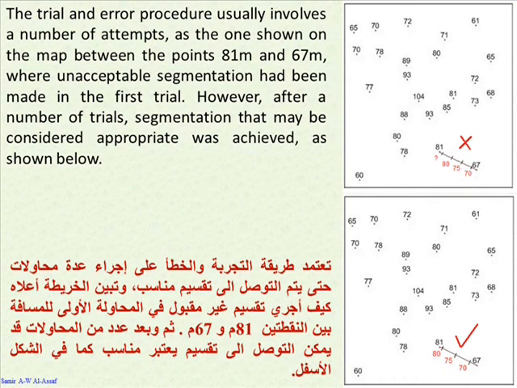The trial and error procedure usually involves a number of attempts, as the one shown on the map between the points 81 meters and 67 meters, where unacceptable segmentation has been made in the first trial. However, after a number of trials, segmentation that may be considered appropriate was achieved, as shown below.